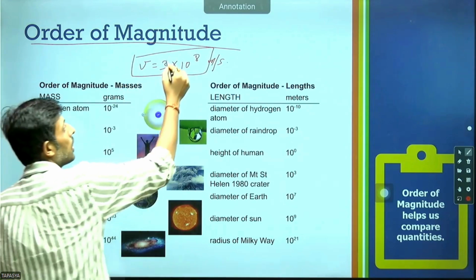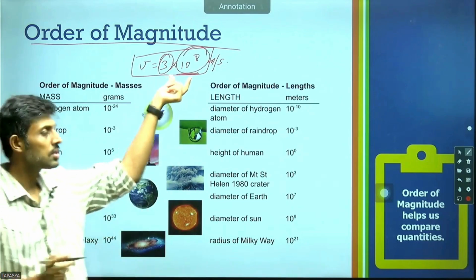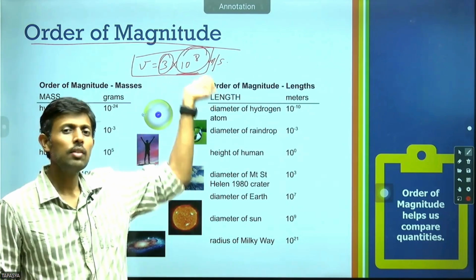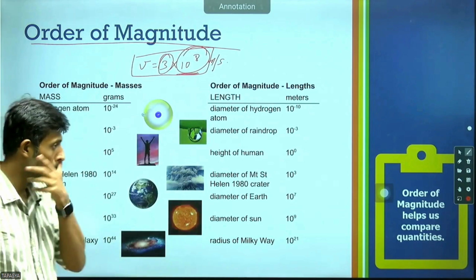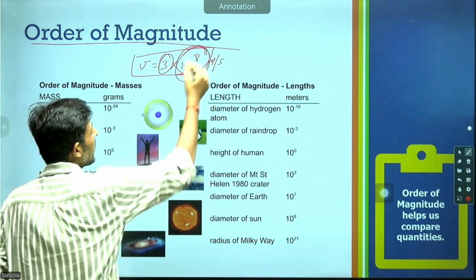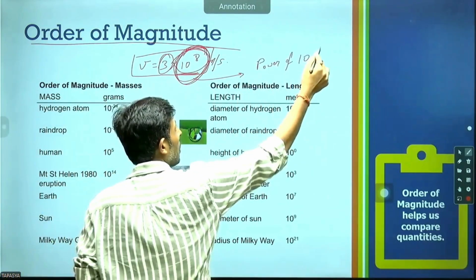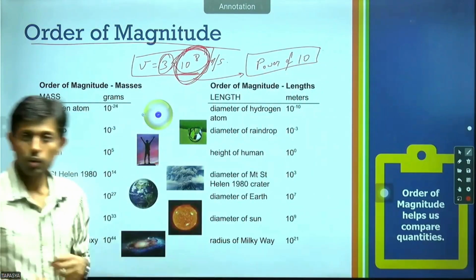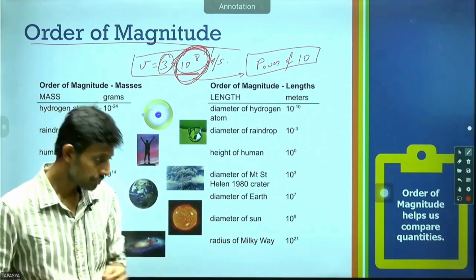And is this in scientific notation? Yes, it is. This is a number lying between 1 and 10, multiplied by 10 raised to some exponent, a positive exponent. So the order of magnitude, the power of 10, defines the order of magnitude of things. It can be length, it can be mass.